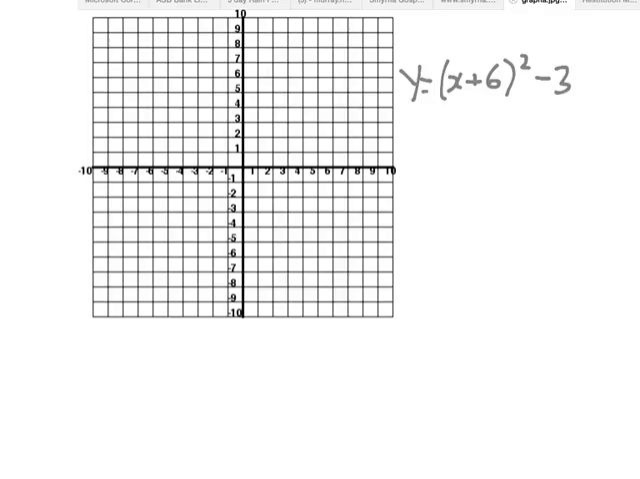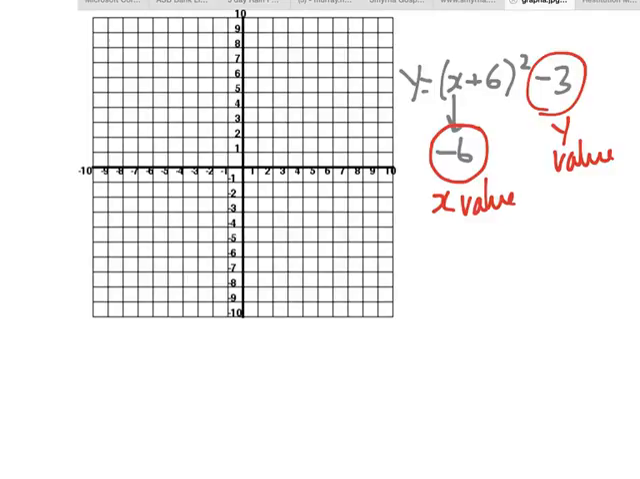Visualize this one. Where is the vertex going to go, the bottom point? Having found the x and y value, plot that as your vertex, go out 1, up 1, etc. And there we get a nice smooth parabola with a rounded bottom.